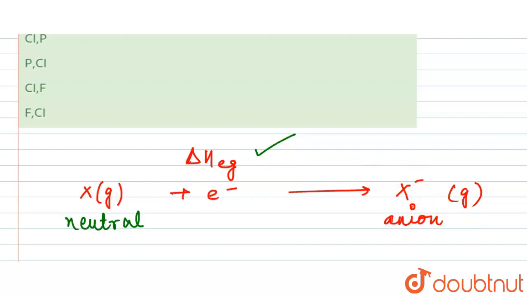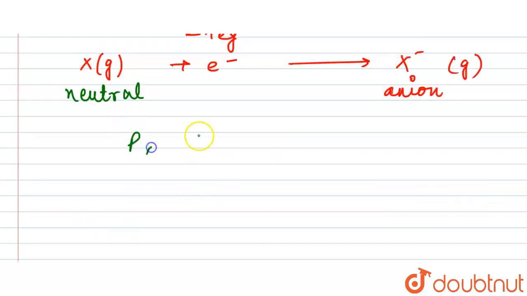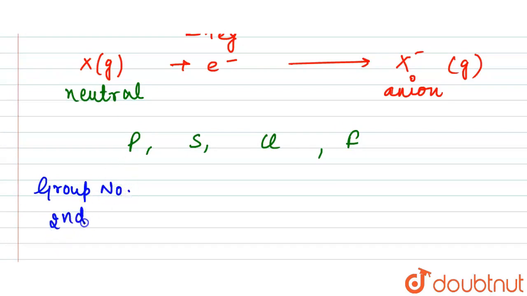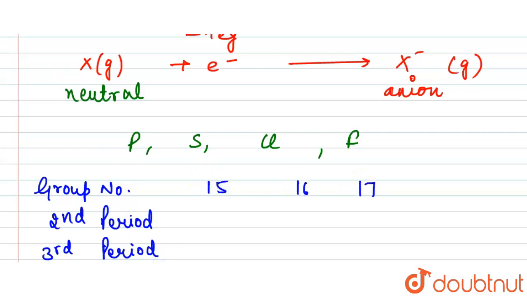Now we are given phosphorus, sulfur, chlorine and fluorine. Let's write the group numbers, and the periods, so it will be easy to know the sequence. Here 15, 16, 17. Phosphorus belongs to the third period, sulfur to the third period, fluorine to the second, and chlorine to the third period. Fluorine and chlorine both belong to the same group.